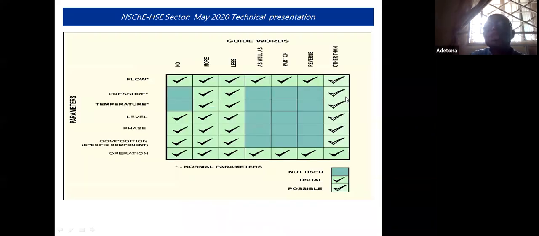And then, of course, this is how to come up with our deviations. You have the variable parameters here: the flow, pressure, temperature, level, phase, composition, and so on and so forth. You apply no, more or less to these. So you have the list of deviations. You go step by step. So HAZOP is really a bit tedious, but painstaking. And when carried out properly, it saves the plant, the operators, and the environment from hazardous releases.